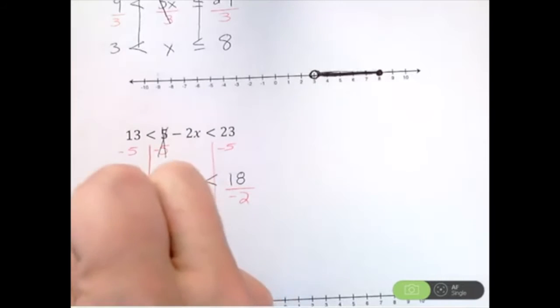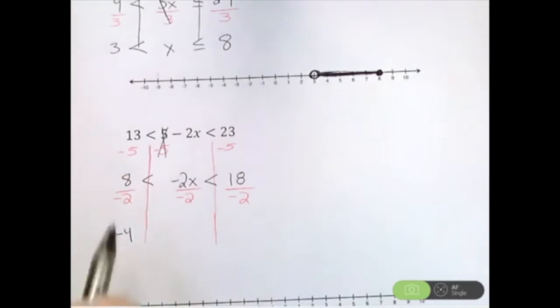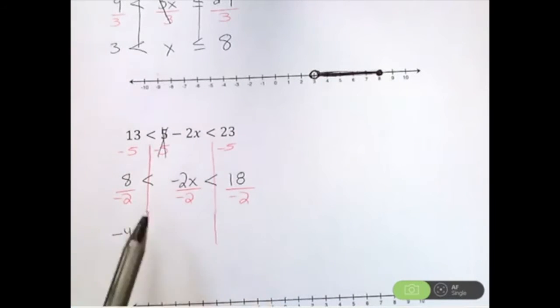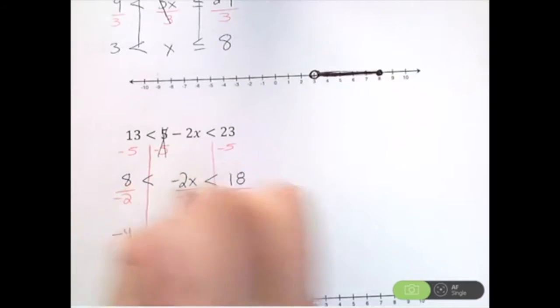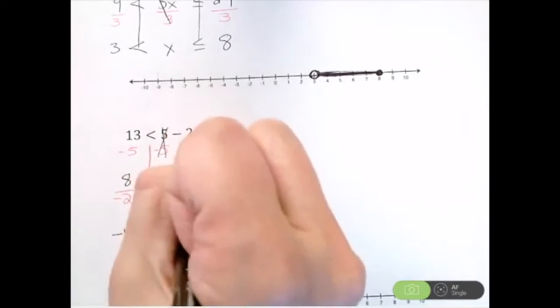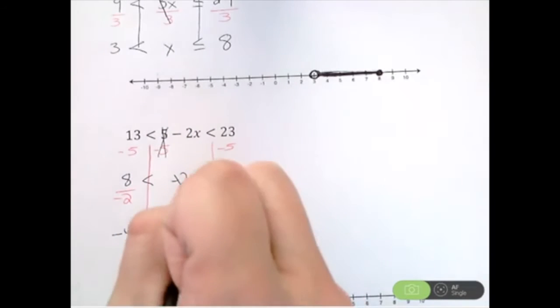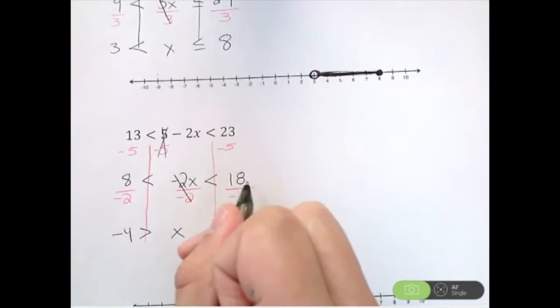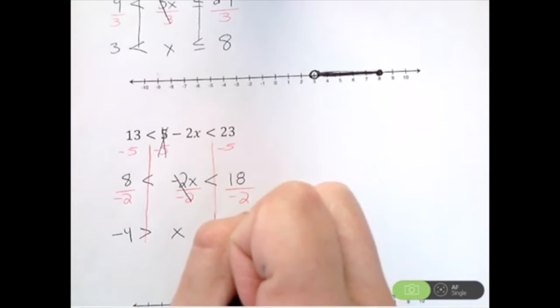8 divided by negative 2 is negative 4. Because I divided here in red by negative 2, I'm going to flip the inequality. So instead of opening to the right, we're going to open to the left. The negative 2's divide to 1, so I just get an x in the middle. And on the right side, 18 divided by negative 2 is negative 9.